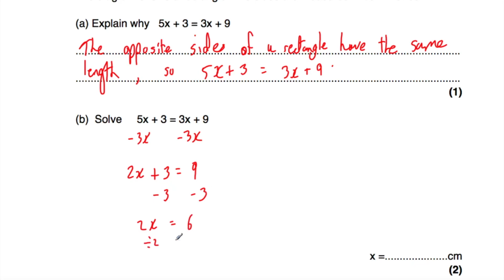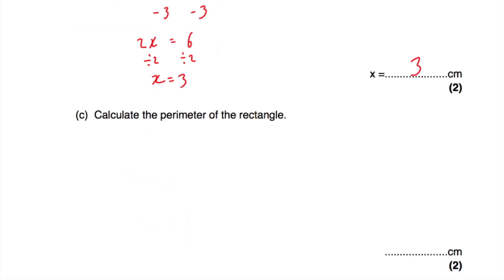We're just going to divide by 2 and divide by 2. So 2x divided by 2 would just be x. And on the right hand side, you've got 6 divided by 2, that's 3. So it means that x is equal to 3 centimetres. We found x. And then part C, we've been asked to calculate the perimeter of the rectangle.